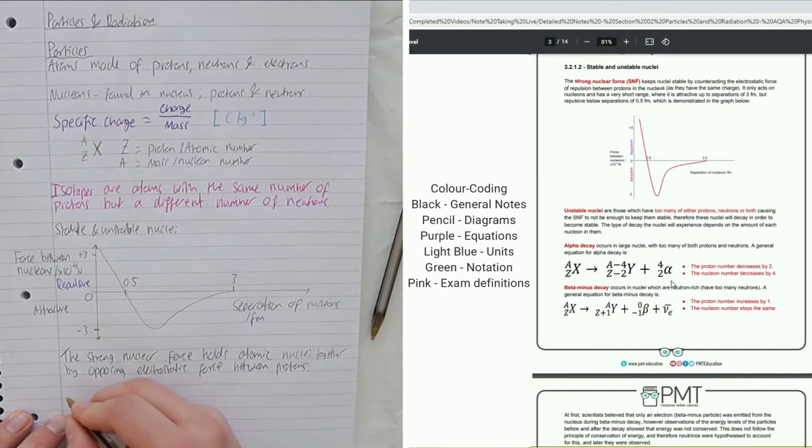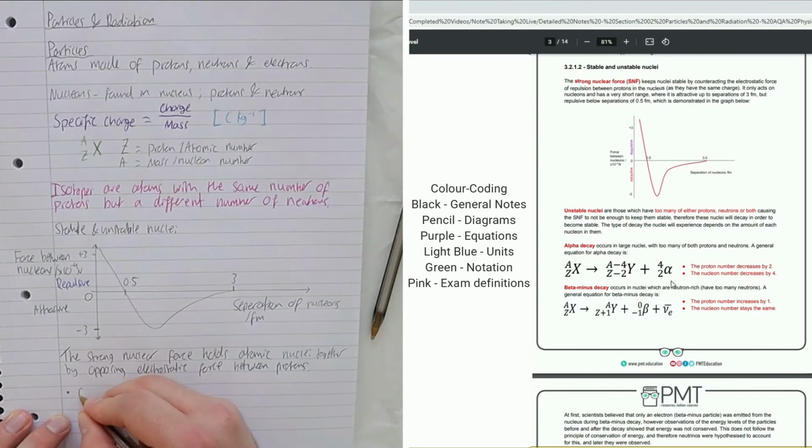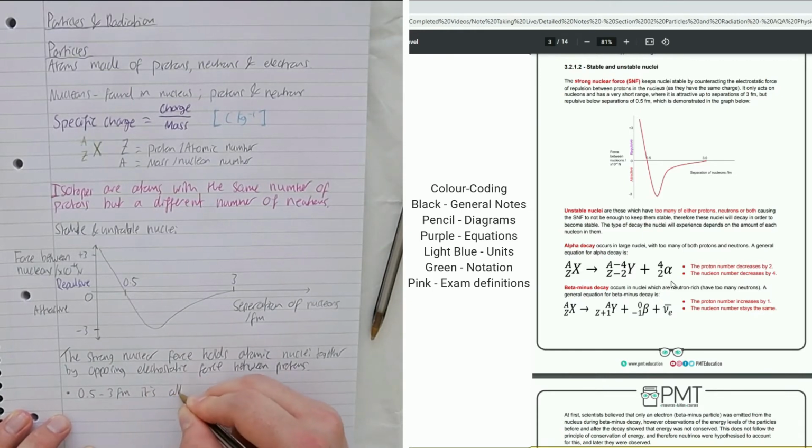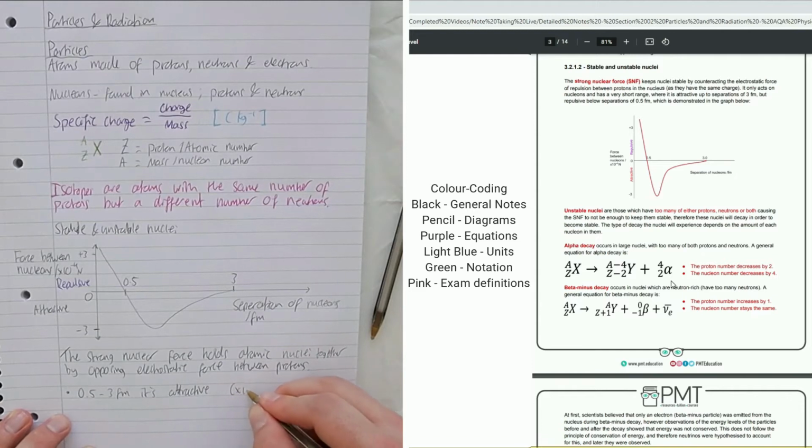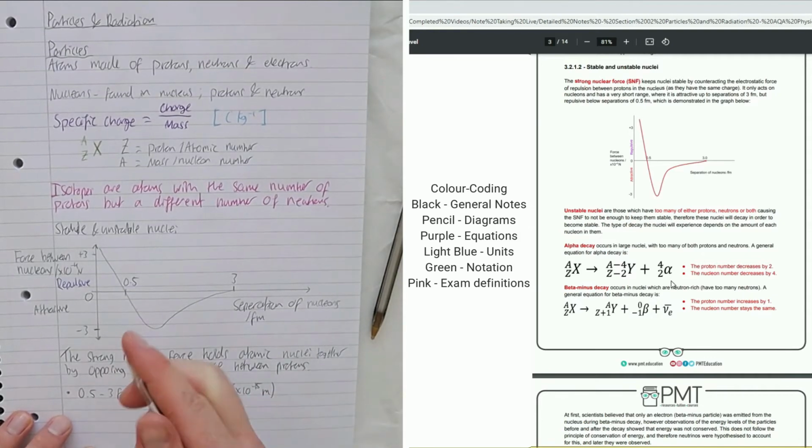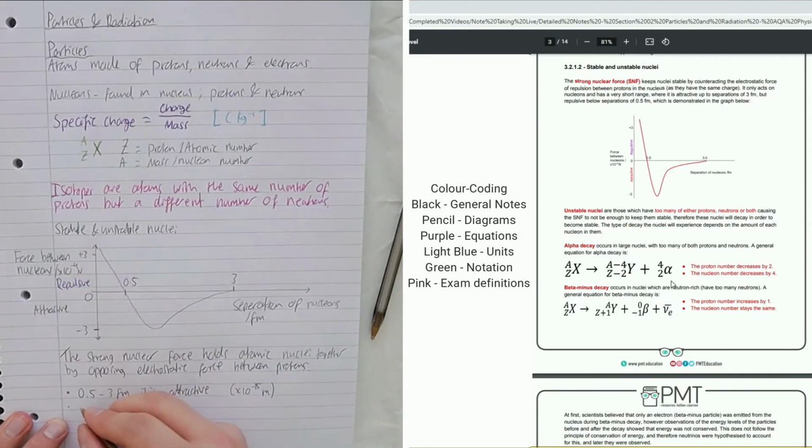So let's write this out. 0.5 to 3 FM, it's attractive. And I also might want to write what a femtometer is. A femtometer is a million billionth of a meter. Okay? And what about below this? Well, below 0.5 FM, it's repulsive.